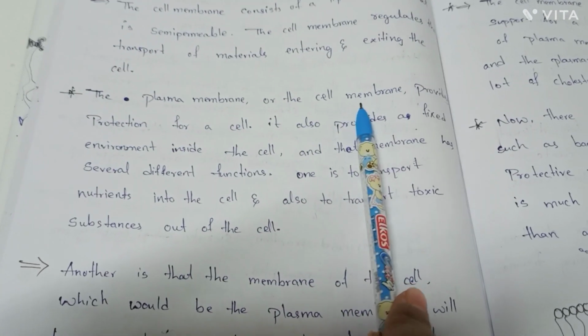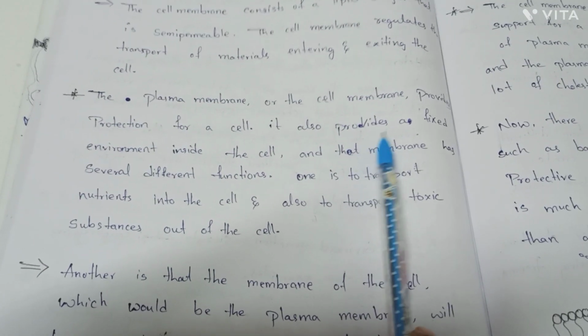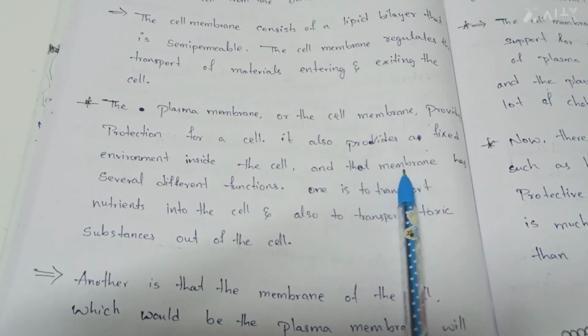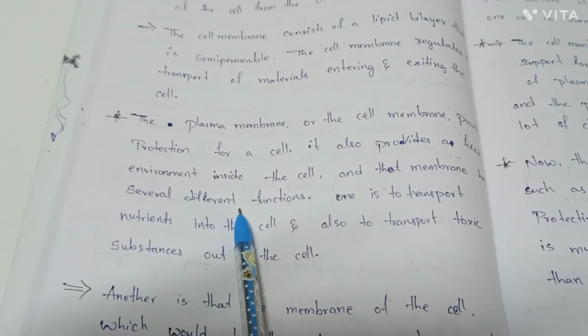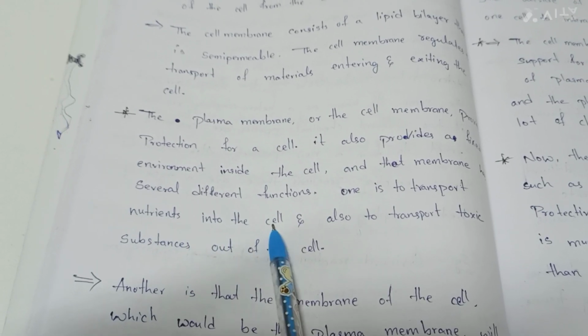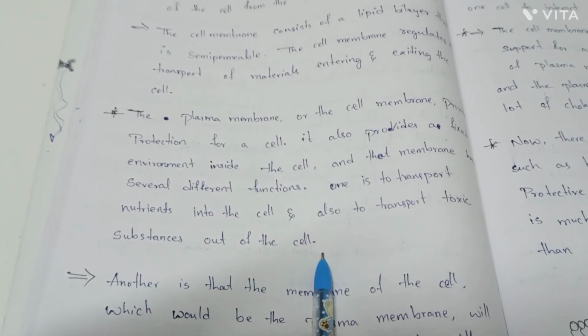The plasma membrane or the cell membrane provides protection for a cell. It also provides a fixed environment inside the cell, and the membrane has several different functions. One is to transport nutrients into the cell and also to transport toxic substances out of the cell.